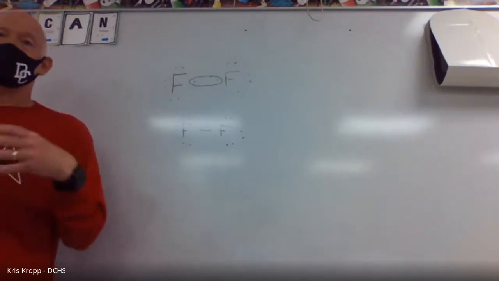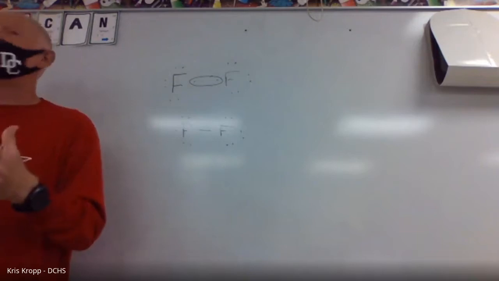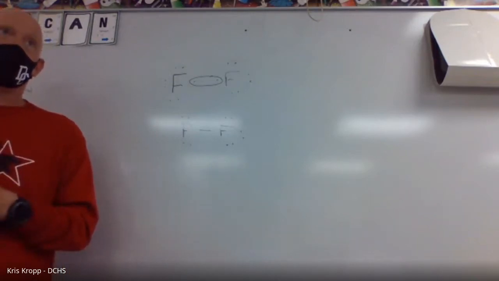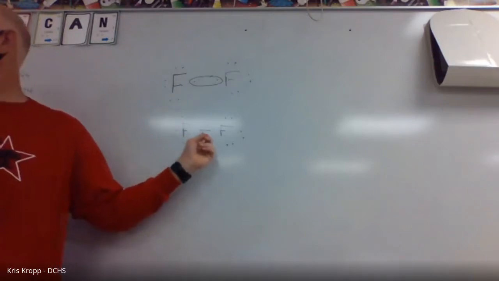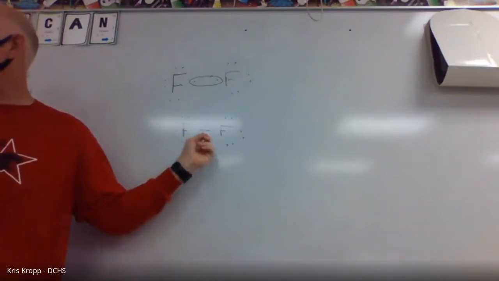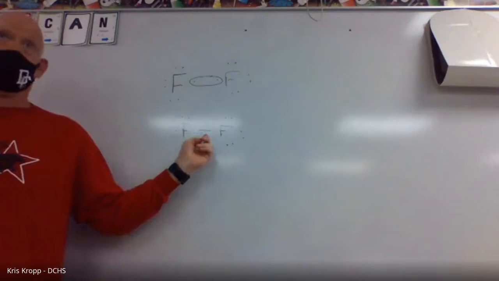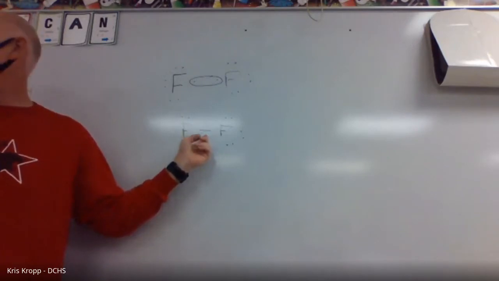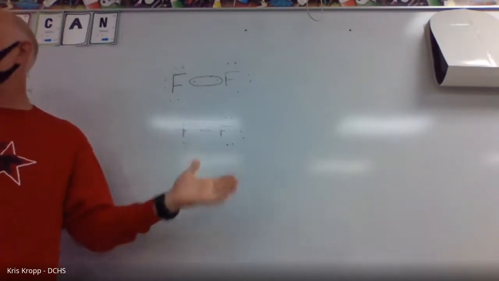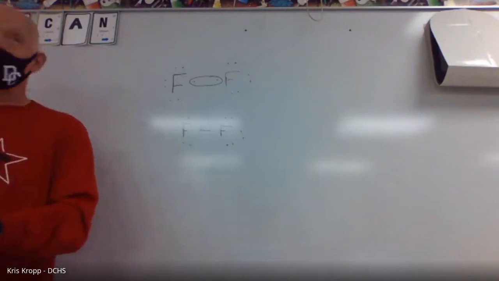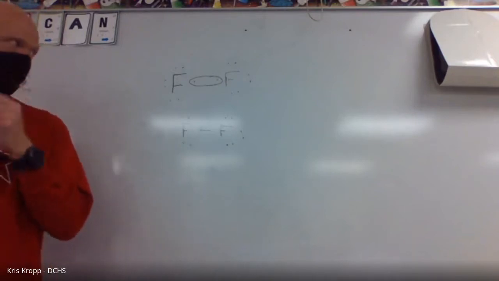So I can use all of these words together to describe what's going on here between these two fluorine atoms. So this is a single non-polar covalent bond. And that's very, very descriptive then. Tells me lots of information, right? Tells me that there's one pair of electrons being shared and that they're being shared equally between these two atoms. Single non-polar covalent bond. All right?